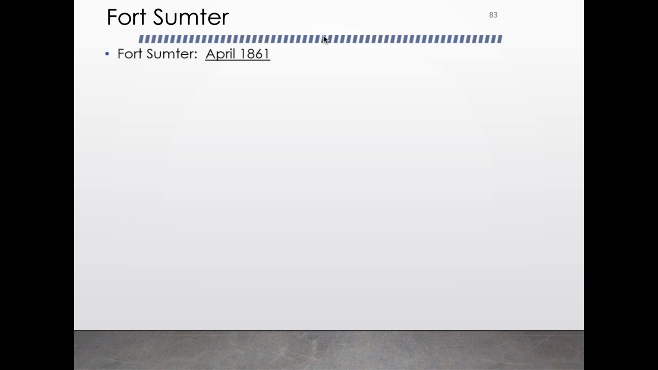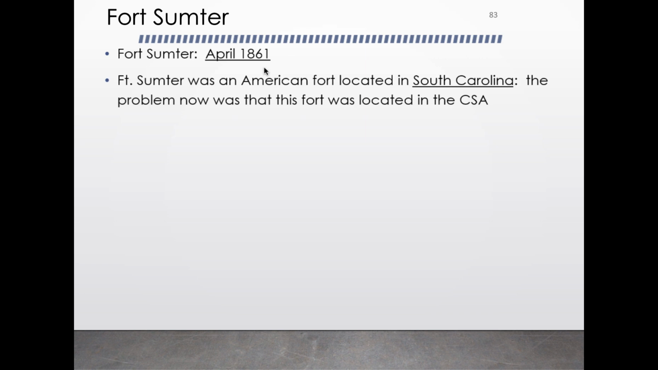All right, last event that draws us to war. Fort Sumter, April 1861. So Fort Sumter was an American fort located in South Carolina. We have to remember that South Carolina is now a part of the CSA. So you have an American military fort located in a foreign country. And this is when it starts to get a little bit strange. The modern day equivalent would be if we had a military fort in Russia or North Korea. That would be odd.